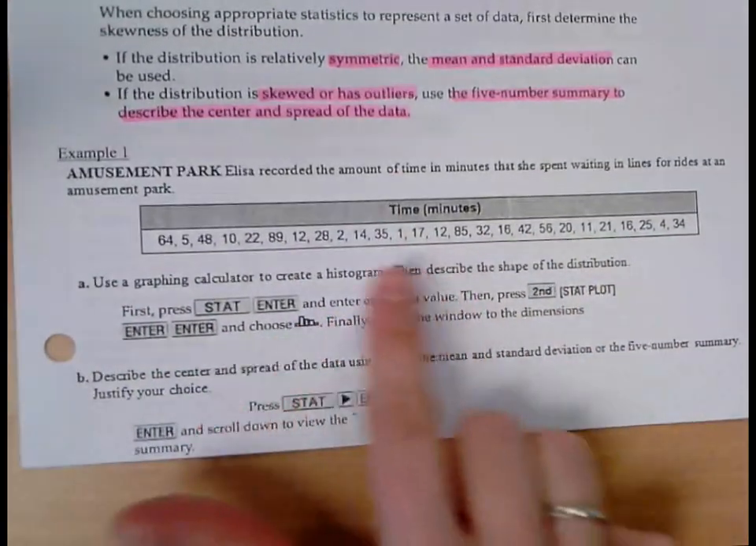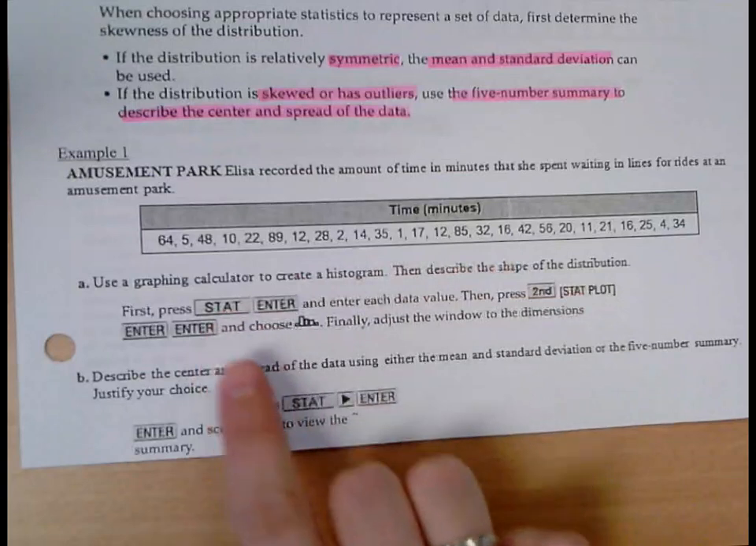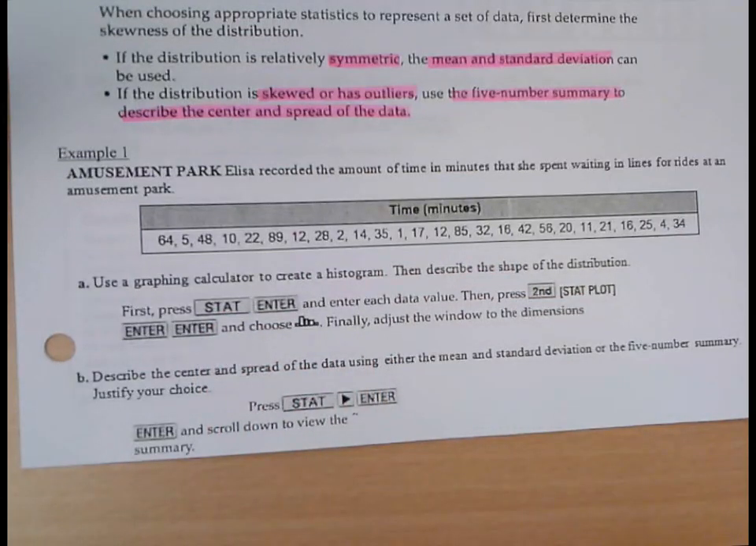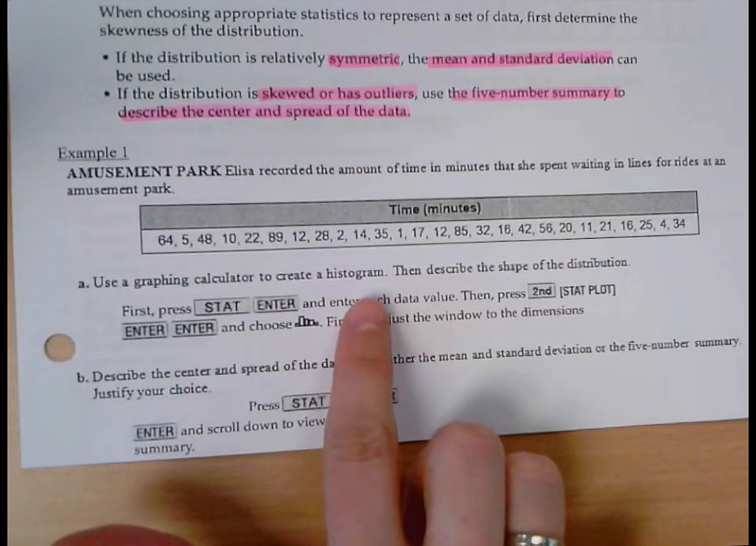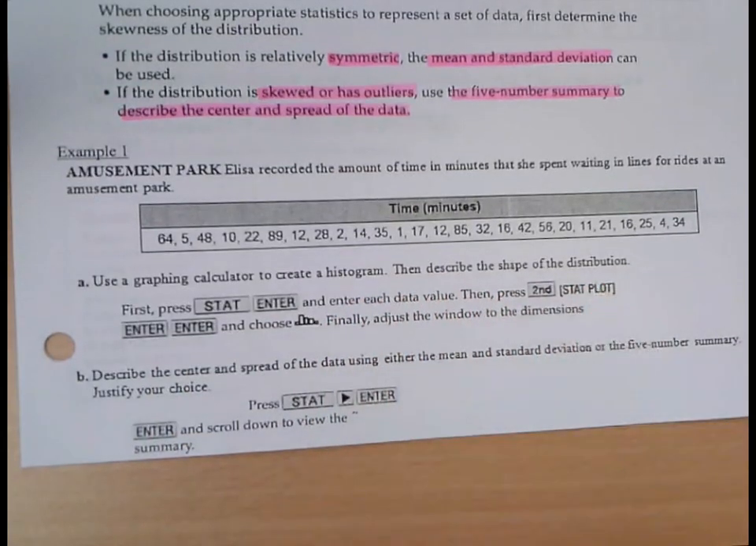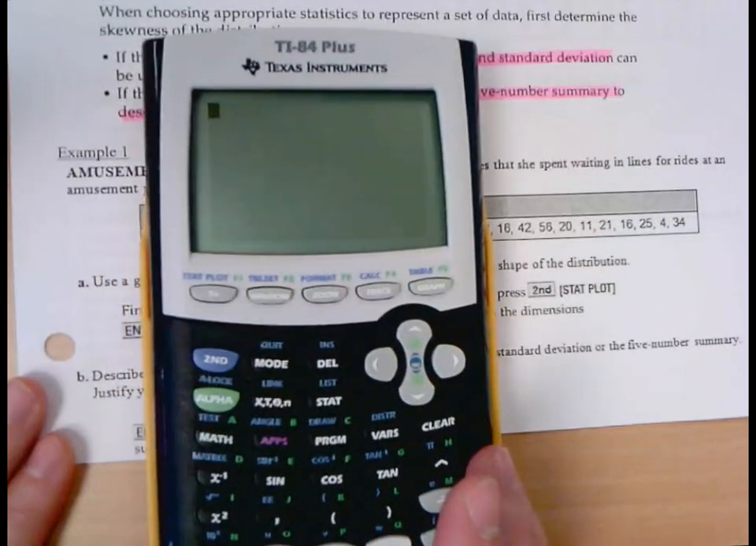So part A, I have some directions as to how to type things into the graphing calculator here. I'm also going to be showing it as I type it in. And anything you need me to repeat or show again, please say something so that you're able to type this in along with me. But it says use a graphing calculator to create a histogram and then describe the shape of the distribution. So is it symmetric or negatively or positively skewed? So like I said, directions are here, but you can also watch what I'm doing.